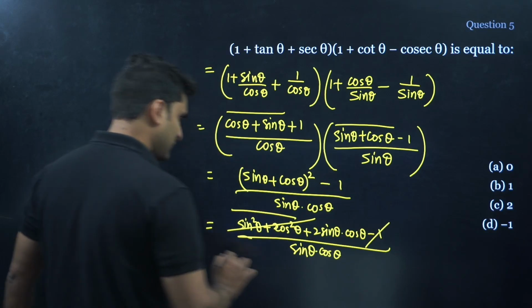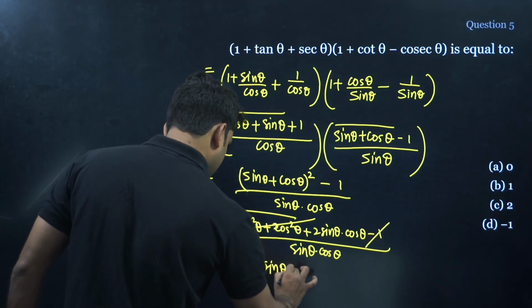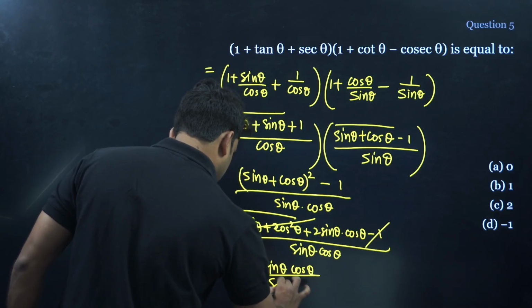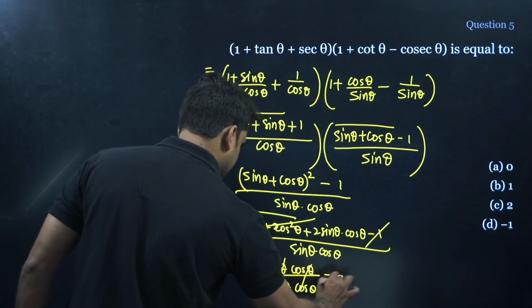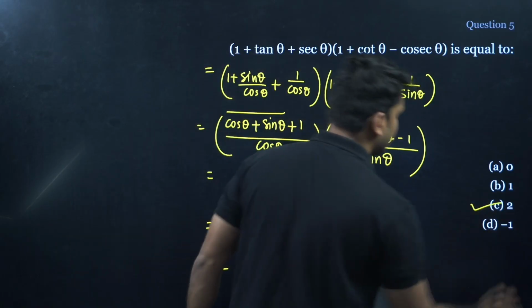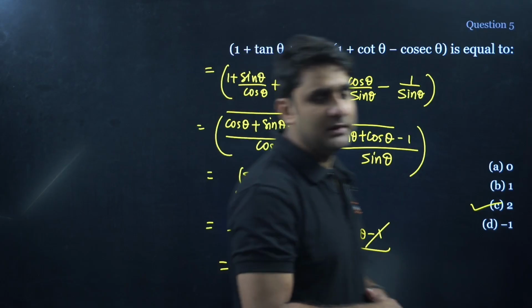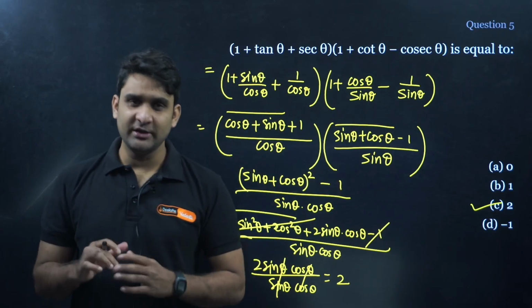So what is left here? 2 sine theta into cos theta divided by sine theta into cos theta. Cos cancels, sine cancels, so the answer is 2. Option number C will be correct. Very easy. Clear, everyone? I hope this is clear to you all.